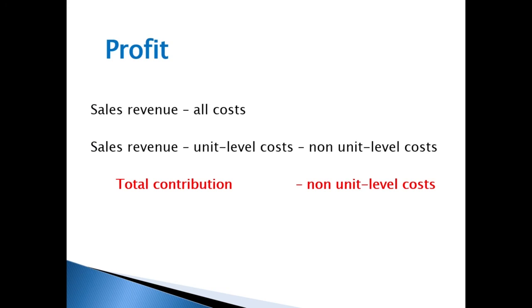Right, so that's covered break-even. Just in case you're wondering how profit comes into all this, I just thought we'd better mention it. As I expect you know, profit is sales revenue minus all the costs. So you take away the unit level costs and you take away the non-unit level costs. But we've just seen that sales revenue minus unit level costs is contribution. So if you know the contribution, you can work out the profit by taking away the non-unit level costs.